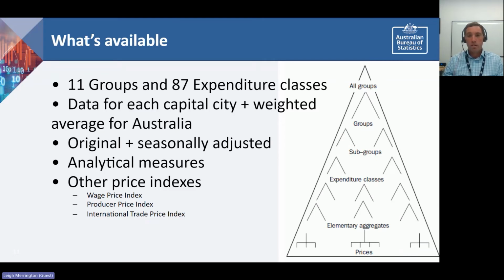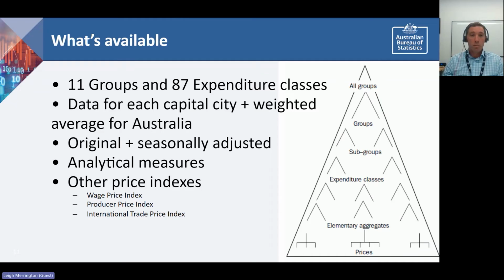What you can see in the image here is, if you think of the CPI as a pyramid, with the CPI up the top, we've got groups just below it. We have expenditure classes, those 87 categories I mentioned. Below that, we split the expenditure classes into even more detailed categories. There's, I think, a little bit less than 1,000 of those. And within those quite detailed categories is where we have our samples, where we collect the prices. So just to give a sense of how the CPI is constructed from a bottom-up approach.